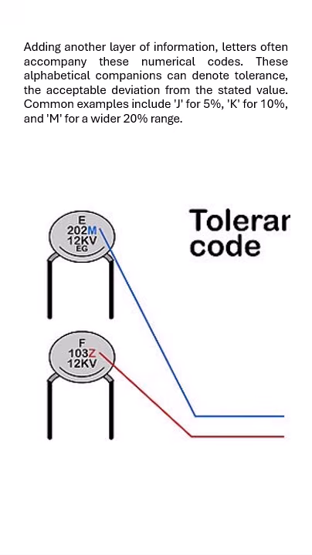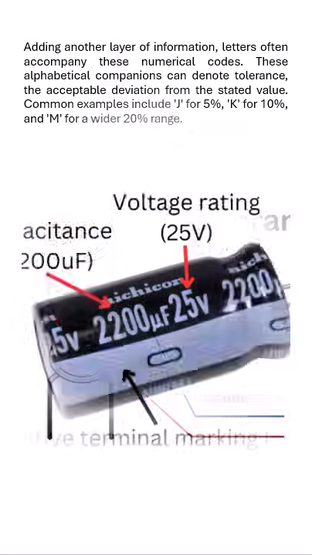Adding another layer of information, letters often accompany these numerical codes. These alphabetical companions can denote tolerance, the acceptable deviation from the stated value. Common examples include J for 5%, K for 10%, and M for a wider 20% range.